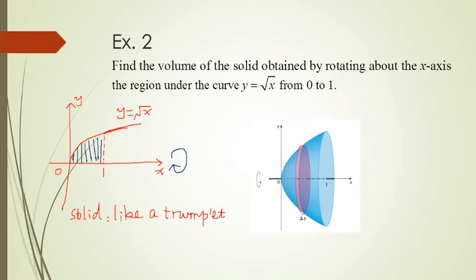From 0 to 1, if you cut, this is the slab we got. This one shown in red is the slab we got. What is the shape of the cross section? So try to check the region of the cross section. This part will be the cross section region.